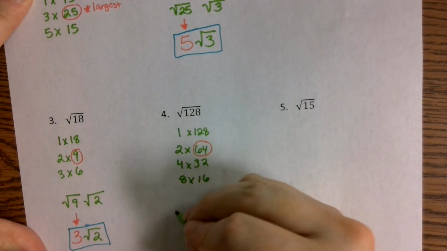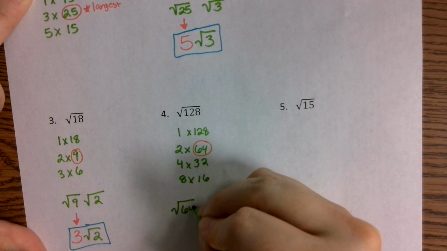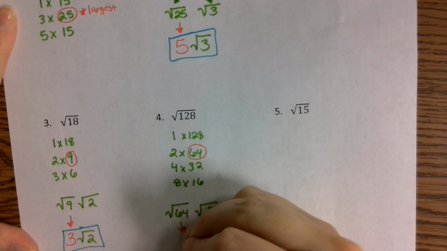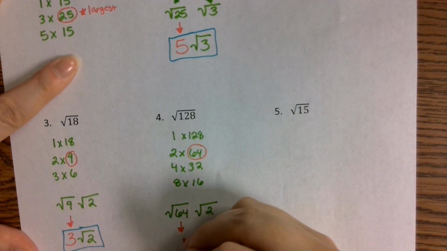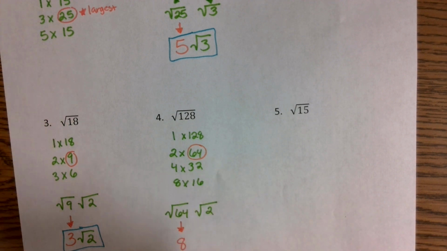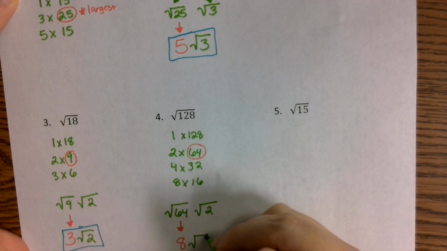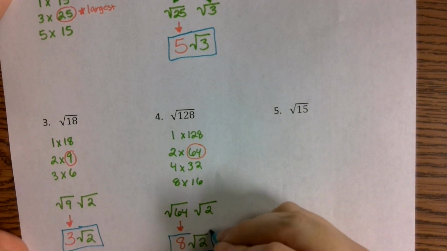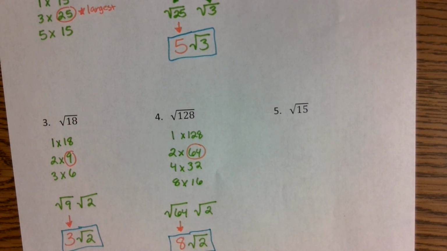So we can break it apart as square root of 64 times the square root of 2. And then square root of 64 can be simplified. Square root of 64 is going to give us 8, so we get 8 square root of 2 as our final answer. What about for problem number 5? Square root of 15. Ray?